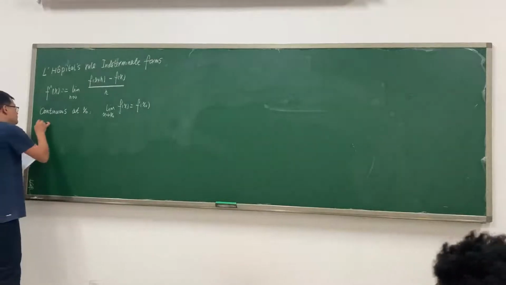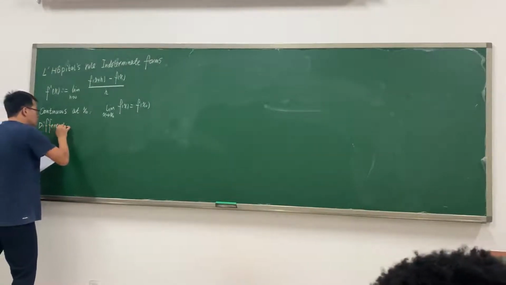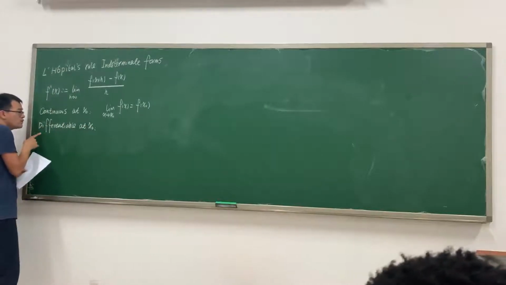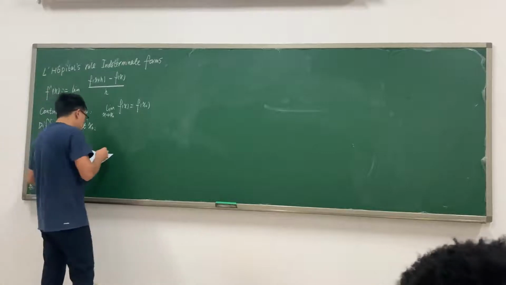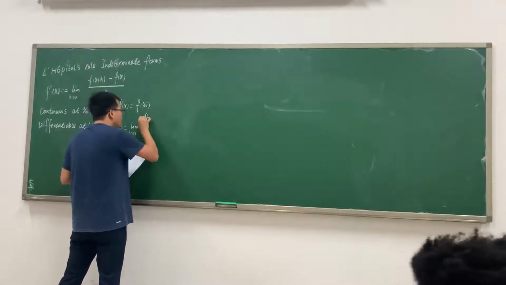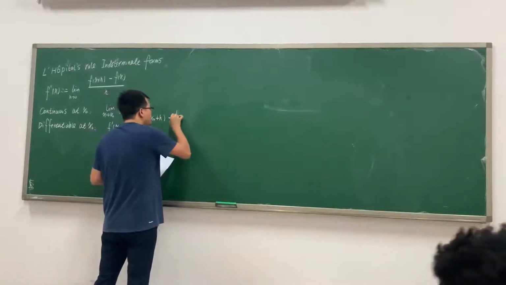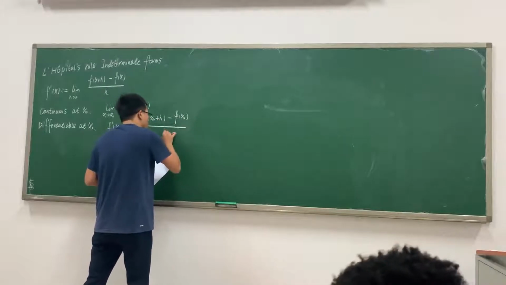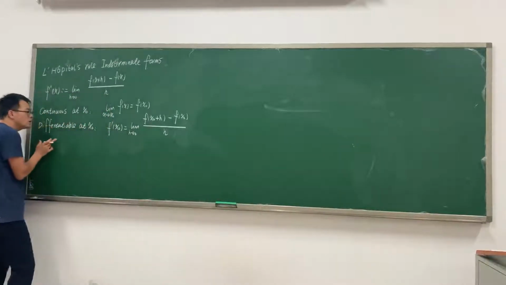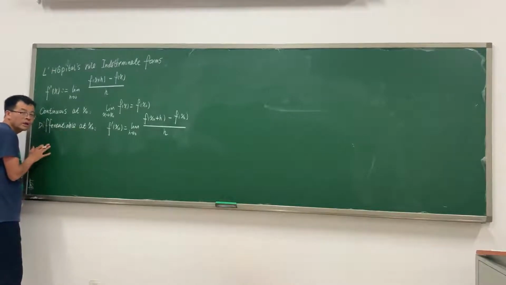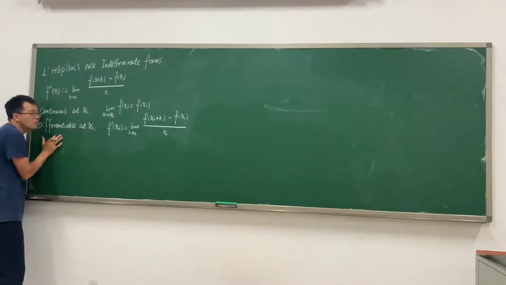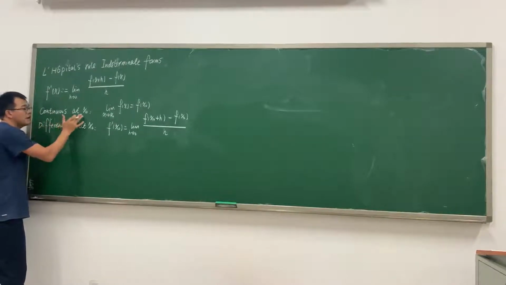So we have another one, differentiable at x0. If a function is differentiable at x0, it means the limit as h approaches 0 of f(x0 plus h) minus f(x0), divided by h, exists. Then we say that the function is differentiable at x0. So what's the relationship between differentiable at x0 and continuous at x0?